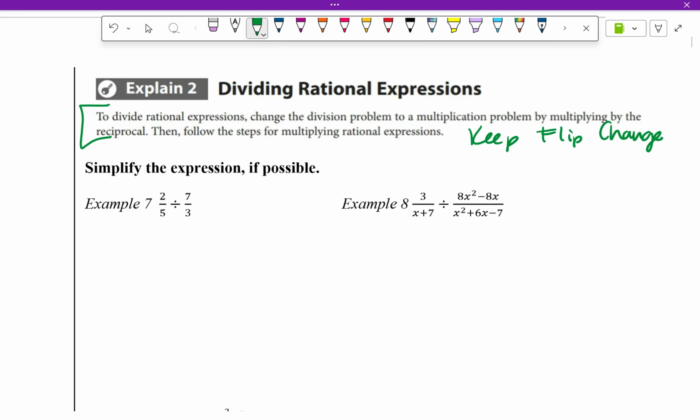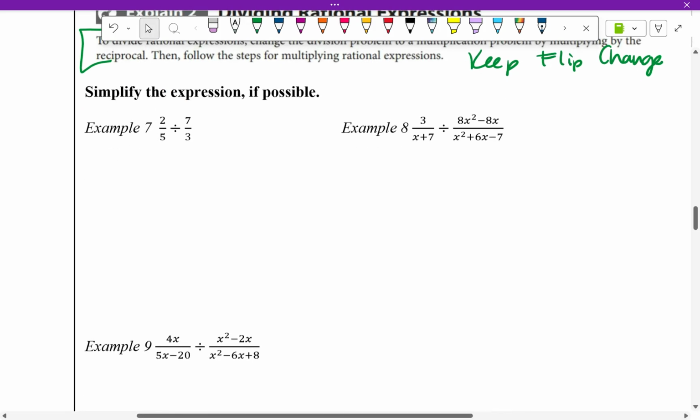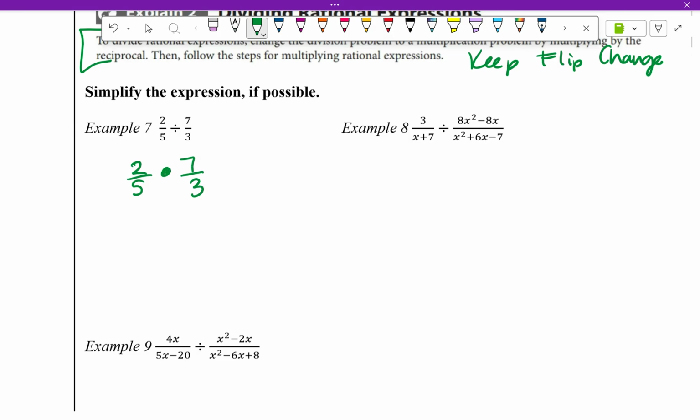Let's practice this with numbers once, because it's been a while since we've done it with numbers. I'm going to keep the first one. I'm going to flip the second one. I am going to change to multiplication. Now I am multiplying across the top and across the bottom. Is there anything I can cross-cancel there? Nothing I can cancel, so I'm probably already in lowest terms, which is nice. When I multiply across the top, what do I get? What do I get when I multiply across the bottom?